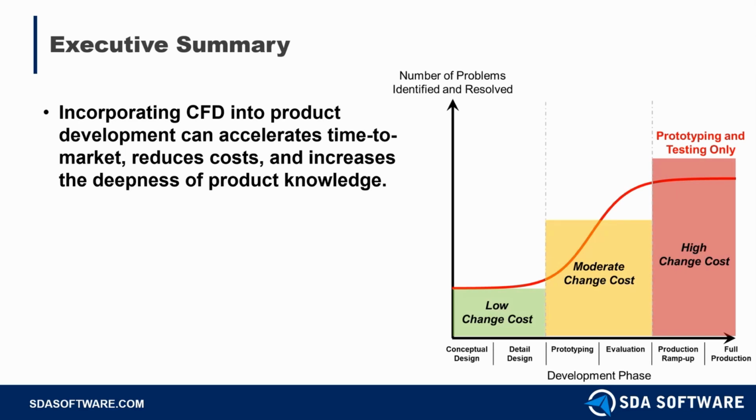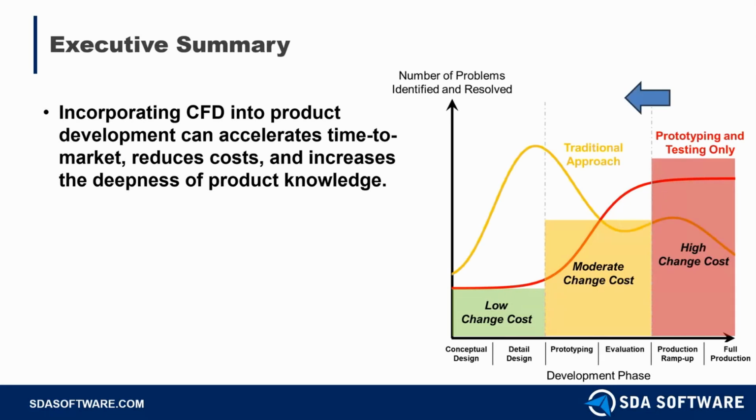Now, let's take a second to examine a couple different product development approaches. The first approach is focused on prototyping and physical testing only, and this method often identifies issues later in the development process, which, as a consequence, requires higher costs to change your design. The next approach, labeled traditional approach, integrates CFD into the detailed design phase. As you can see, the development phase is on the bottom axis and the number of problems is on the y-axis. And by integrating this advanced analysis method, it shifts the curve to the left, and it helps to uncover problems earlier, leading to cost and schedule savings.